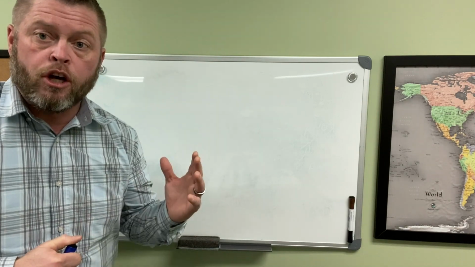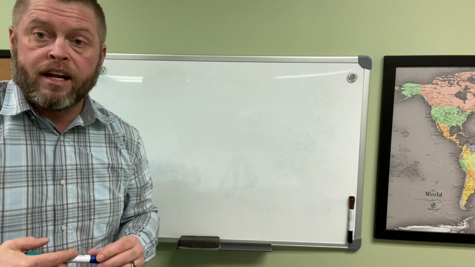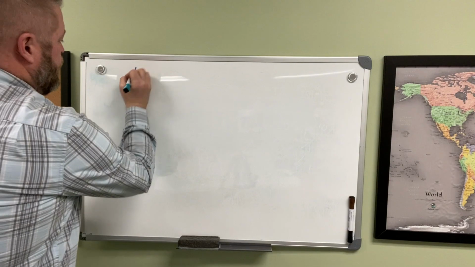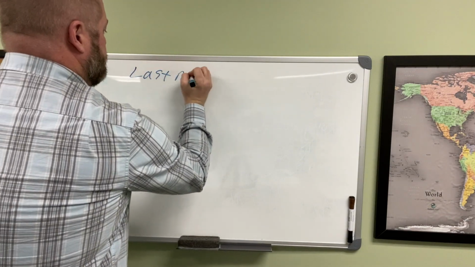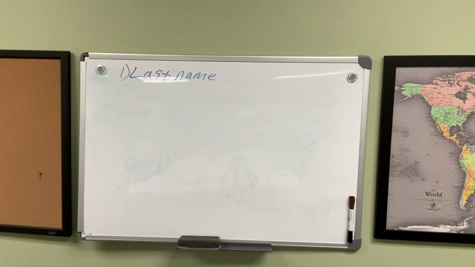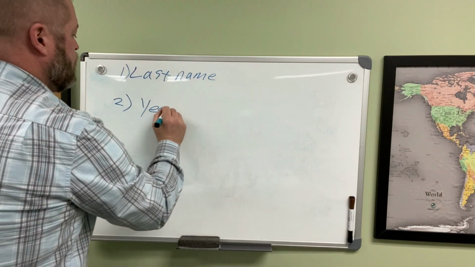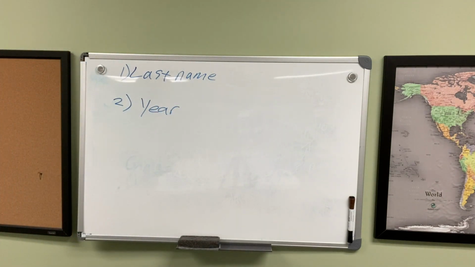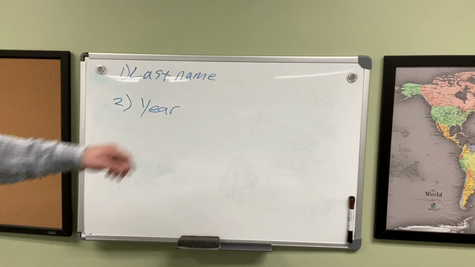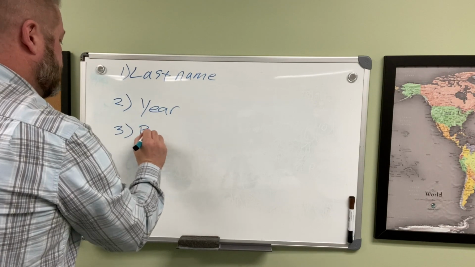So let me go over the 3 things that you're going to need to do an in-text citation. Thing number 1 is you're going to need a last name. You're going to need the last name of the author that has written the paper. So I'll try to zoom in here so you can see that. You're going to need a last name. Number 2, you're going to need the year of publication. You don't need the month, you just need the year. And number 3, you're going to need a page number.